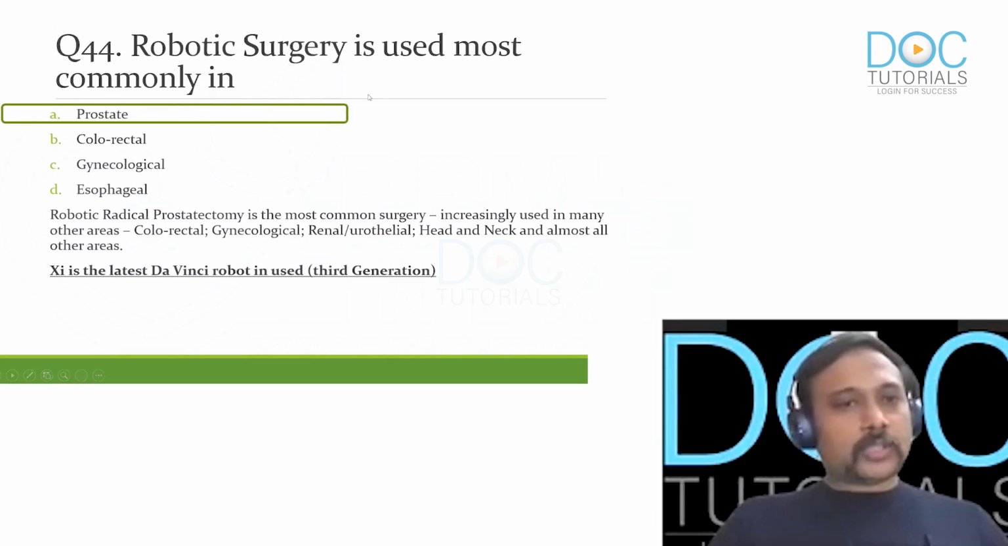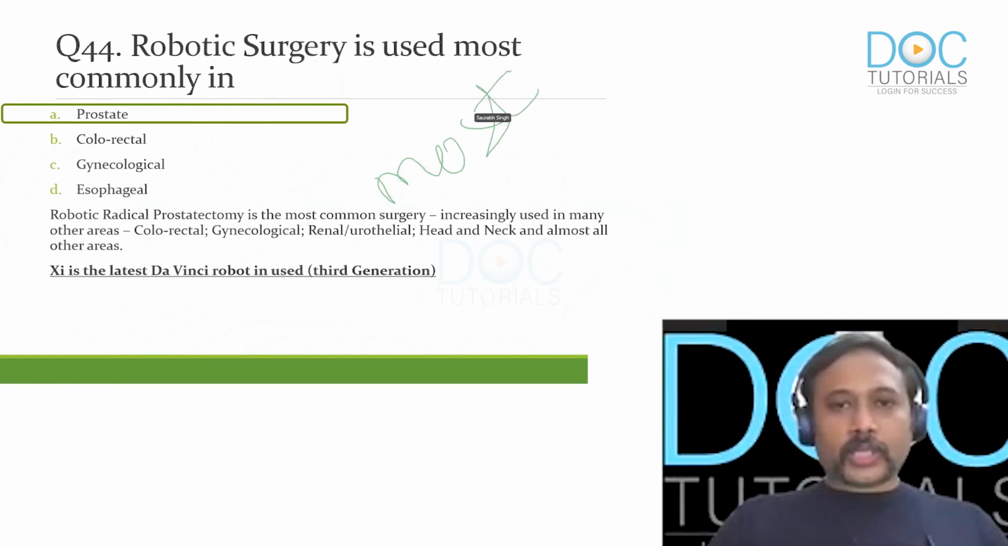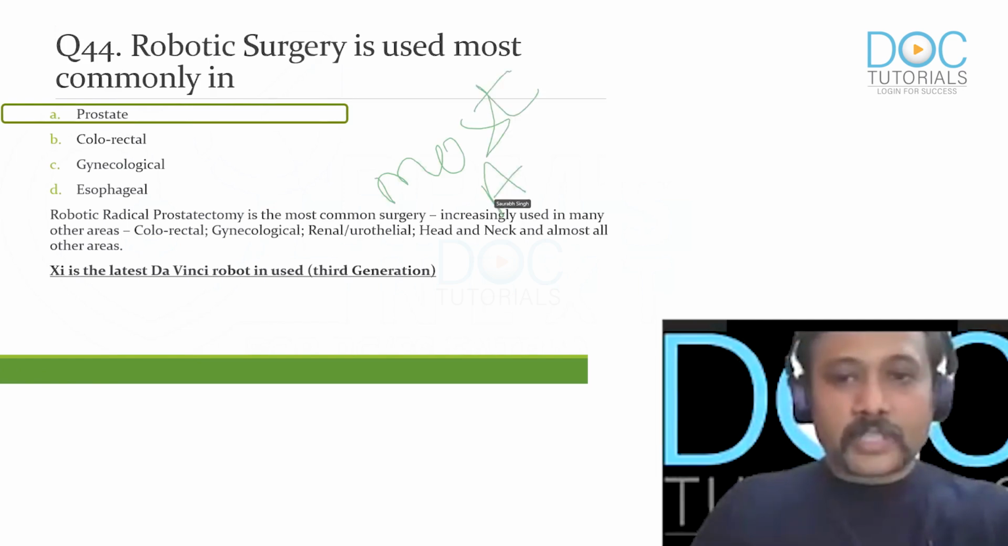So a bit about the robot itself. They may ask you what is the first generation of the robot. The first generation is just known as the Da Vinci S. Then you had the Da Vinci SI. Okay, so you had the Da Vinci S and you had the Da Vinci SI.